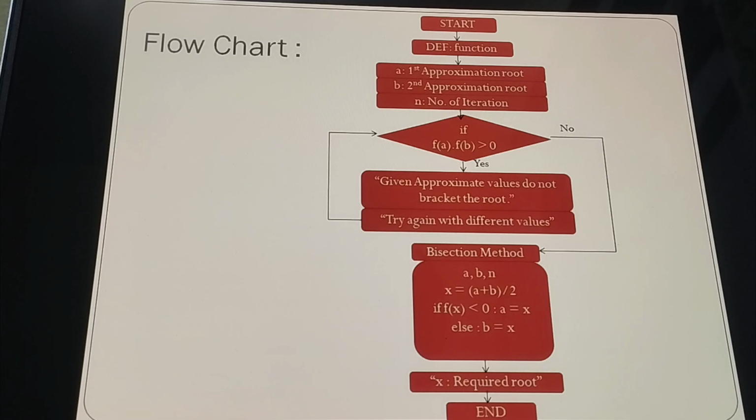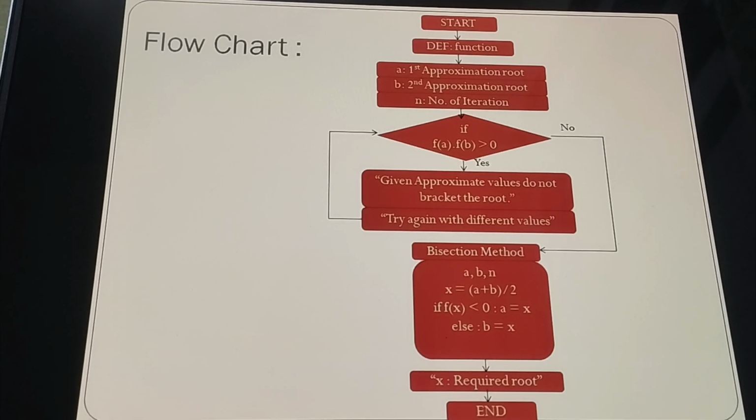Now let's check what should be the flow chart, what should be the flow for the programming. First we will start and we will define the function. That function will be in the form of y equals f of x. And then we'll go for the random check to get the value of a and b. This will give the approximate root.